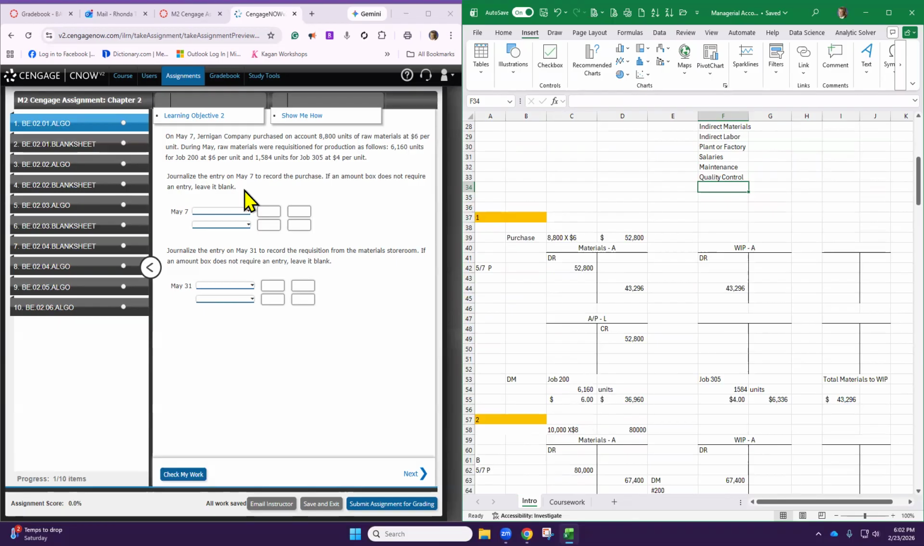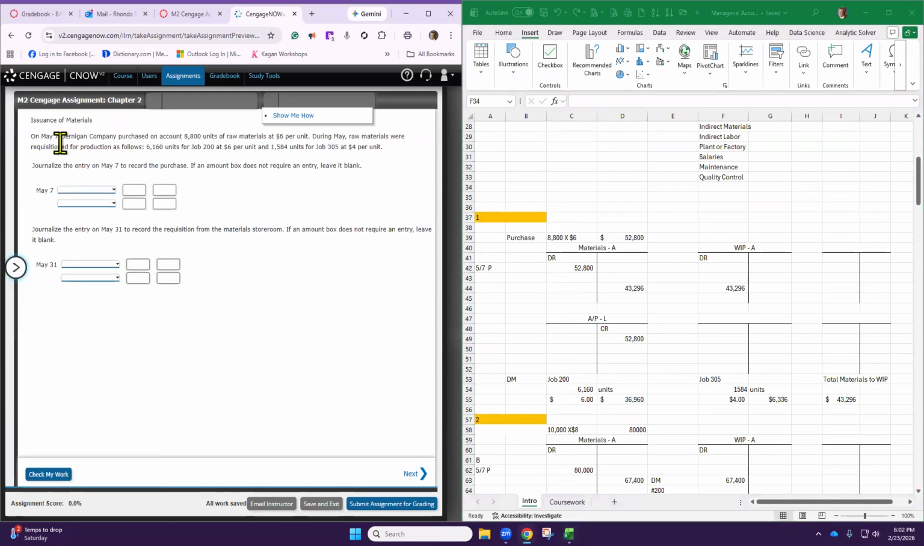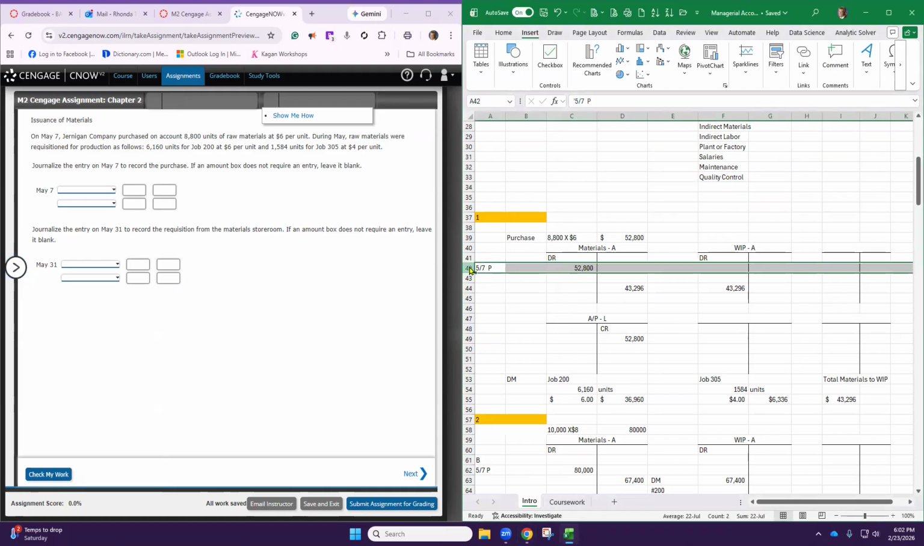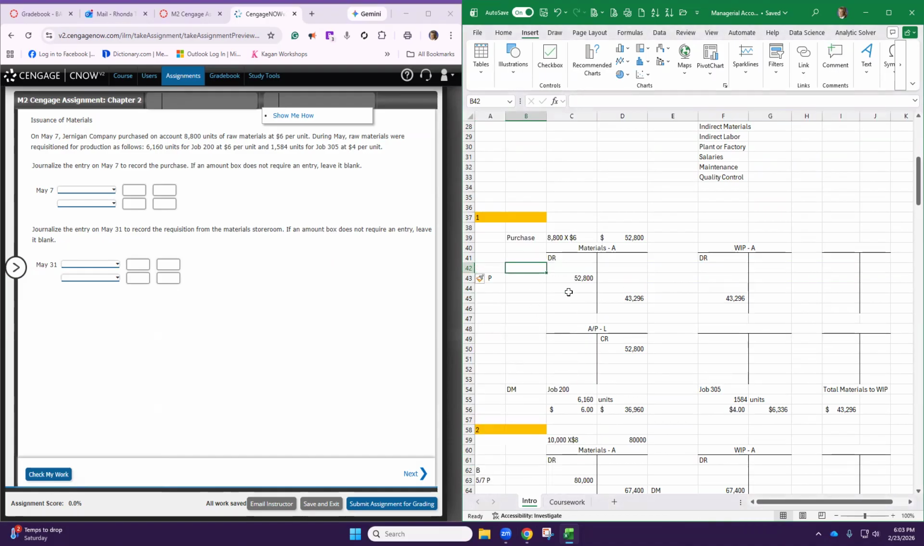All right, so the first problem is issuance of materials. To issue materials means to move them out of the materials account and into work in process. Okay, so now I know that, let me just go ahead and do this. I would like for you to always check to see if there is a beginning balance here. Okay, so I'm going to put beginning because it's a good habit. So there's 0.